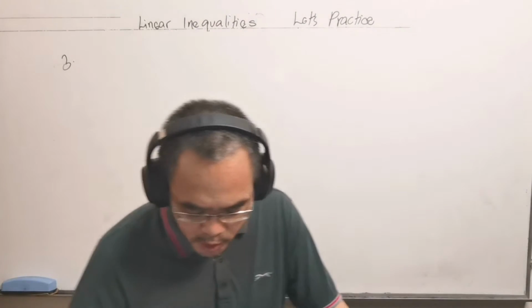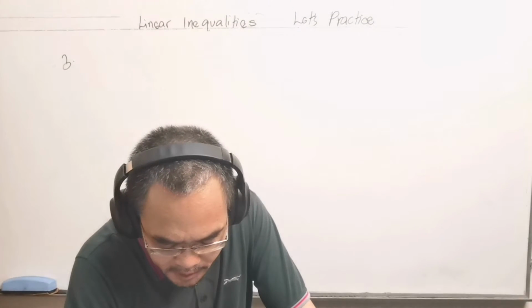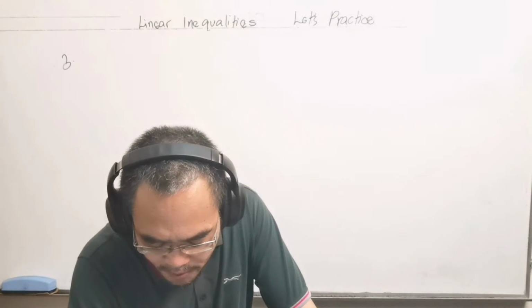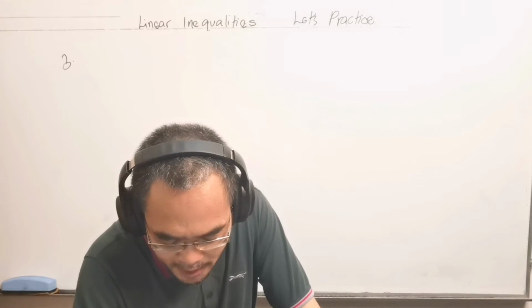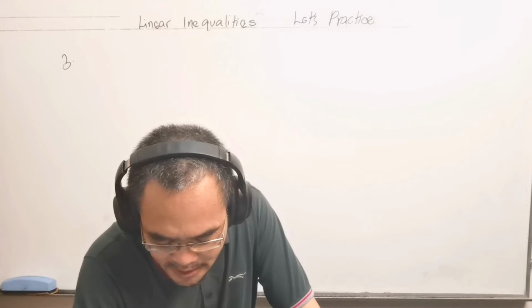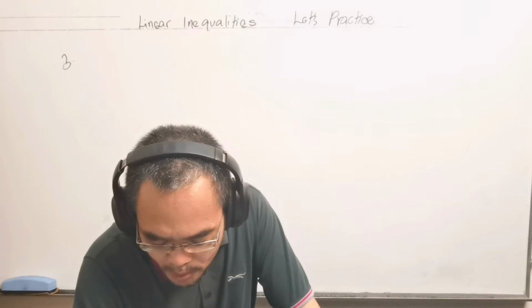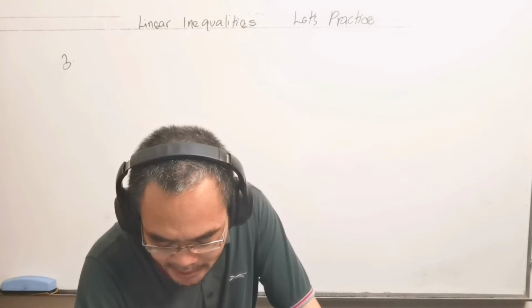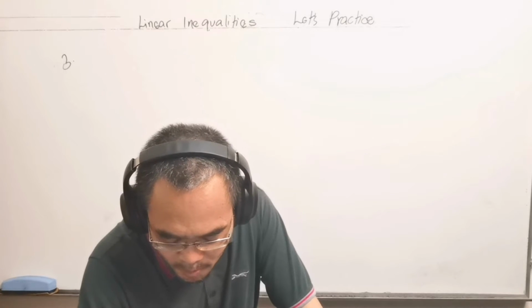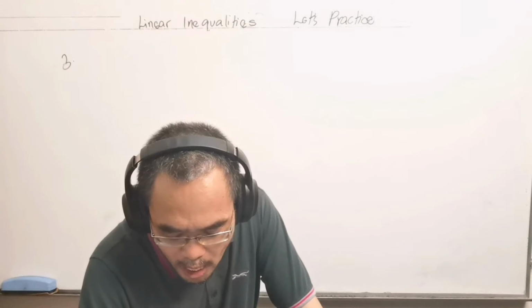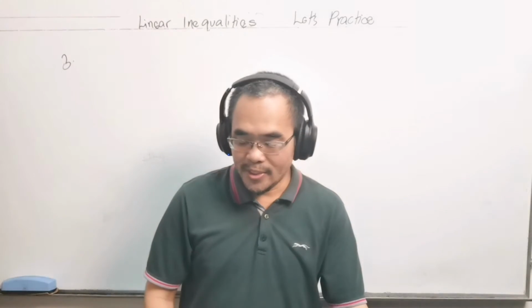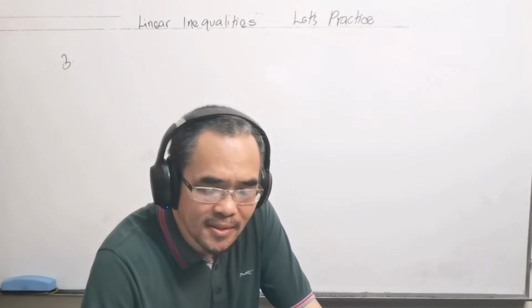Okay, let's continue. Question number 3. Zain bought X pieces of Hari Raya greeting cards at a price of RM1.20 each. He paid RM20 and received a balance of more than RM5. Construct an inequality based on the information given. So how to construct the inequality?